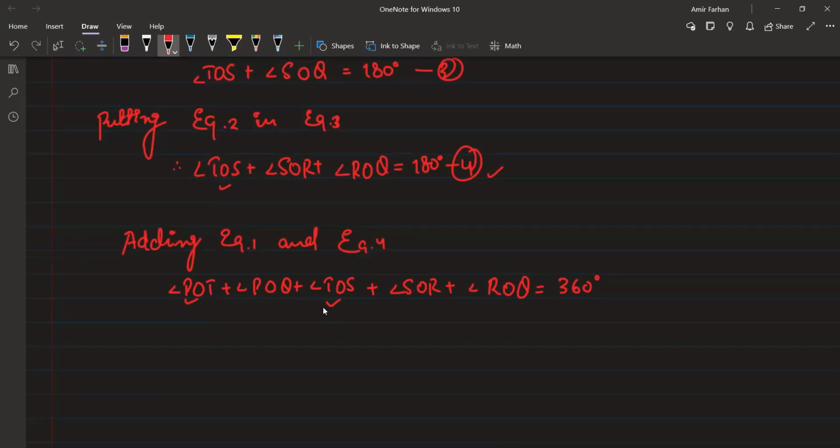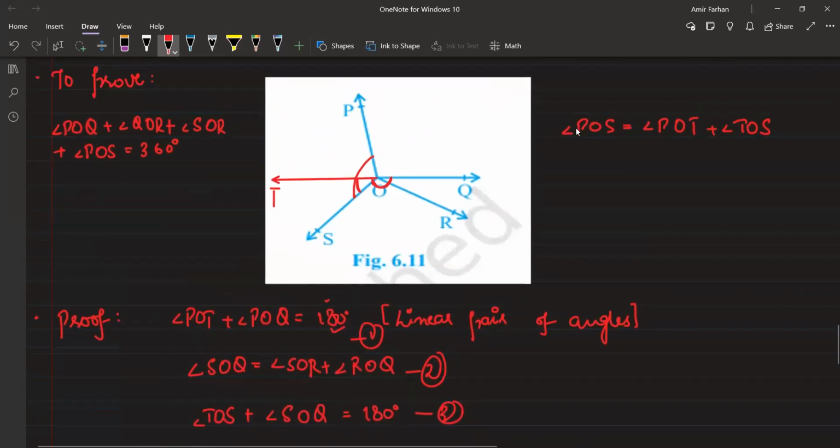If I add POT and TOS, let me just add the things: POT plus angle TOS plus angle POQ plus angle SOR plus angle ROQ is equal to 360. So can I write POT plus TOS is equal to POS? Yes or no?